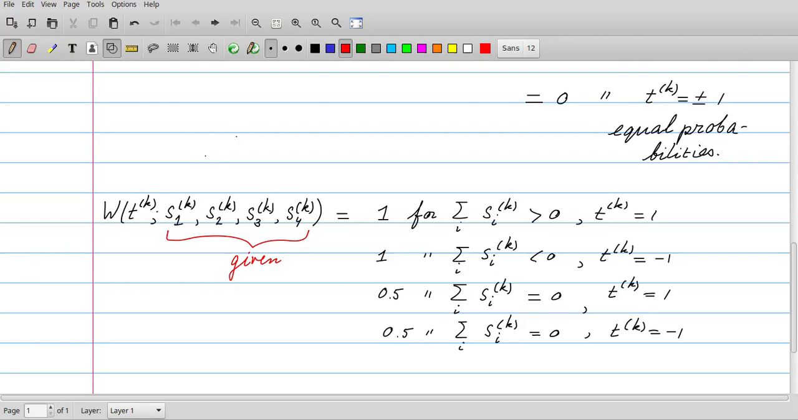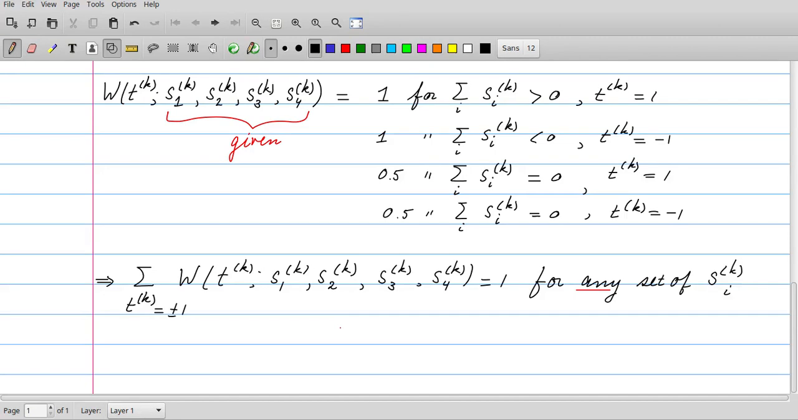We can formulate the recipe in terms of a probability density W, and W is a function of T_k and the 4 surrounding spins. We suppose that the 4 surrounding spins have given values, and then if those values add up to a positive number, the probability to have T_k equal to 1 is 1. And of course, if the sum of the spins is negative, then the probability to have T_k equal to minus 1 is 1. If the sum of the spins is 0, so we have 2 pluses and 2 minuses, then the probability to have T_k plus 1 or minus 1 is in both cases 1/2.